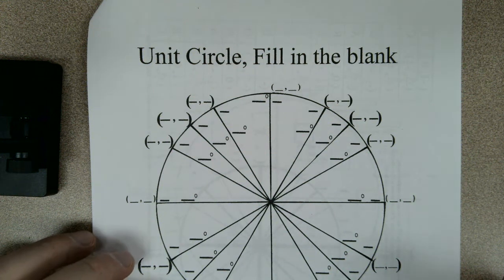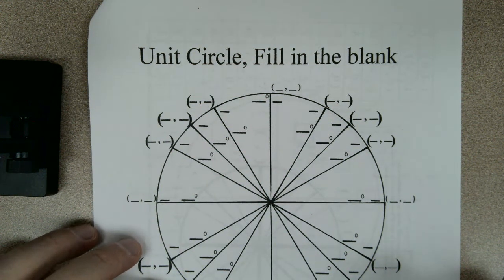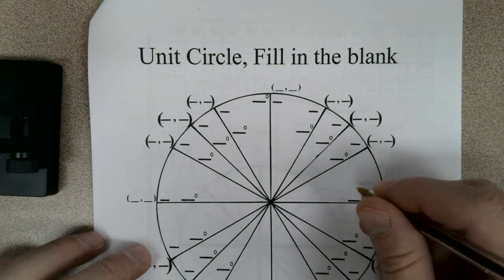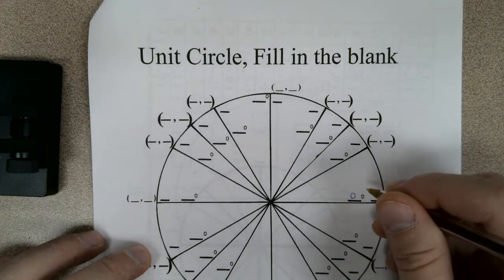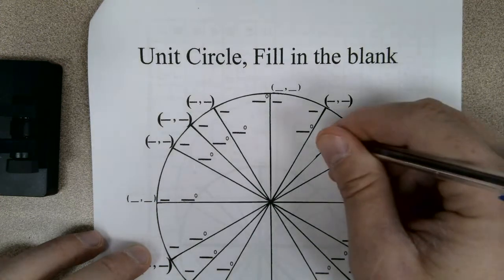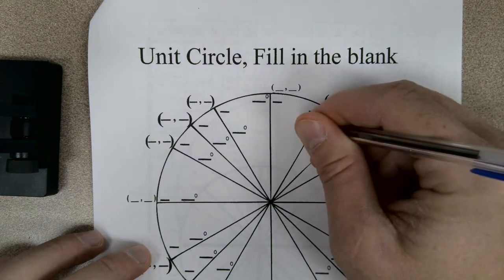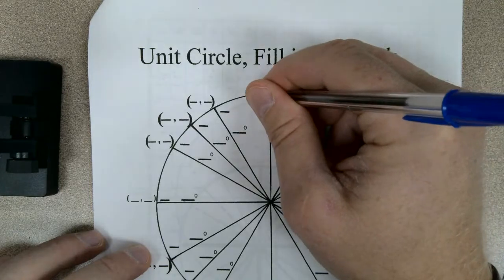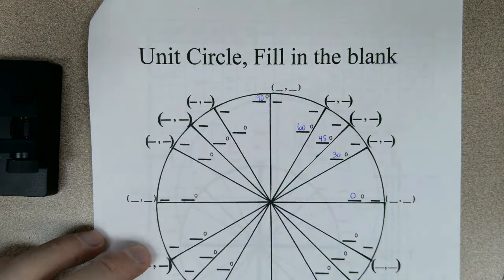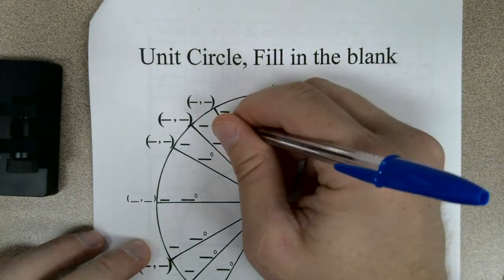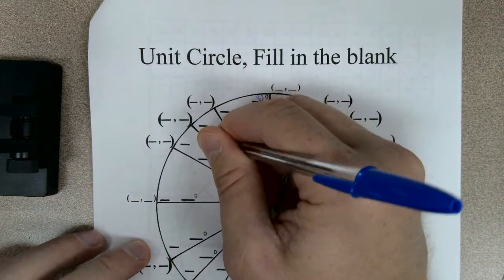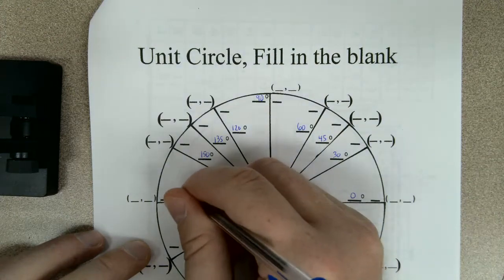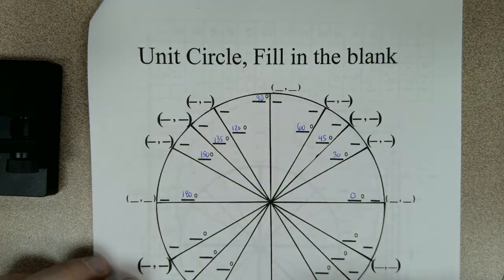Okay, so today we're going to discuss how we fill in the unit circle. I'm going to start with the degree measurements and go around first. So we've got 0, we've got 30, 45. Here we're at 60, and then we're at 90. We're at 120, 135, 150, and then now we're at 180, going around the circle.